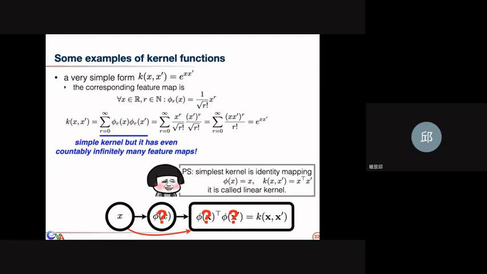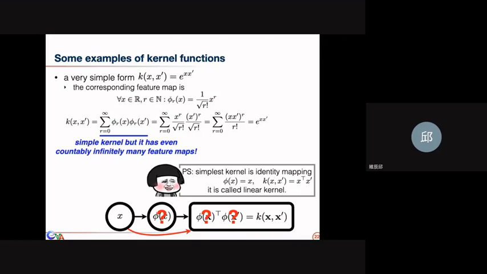Okay, it's the identity mapping, and it is called the linear kernel, because it is the simplest kernel: you are doing nothing for the feature representation. Basically, your feature space is exactly your data space.